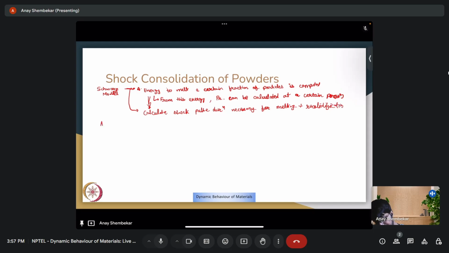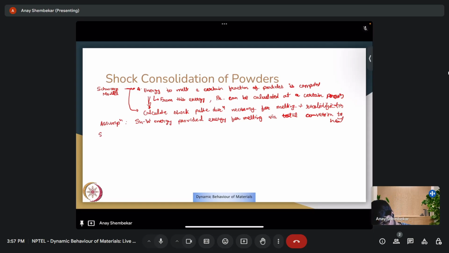So, and here the big assumption is shock wave energy provides energy for melting via total conversion to heat. So all the shockwave energy gets converted into thermal energy, which in turn provides us the melting part.